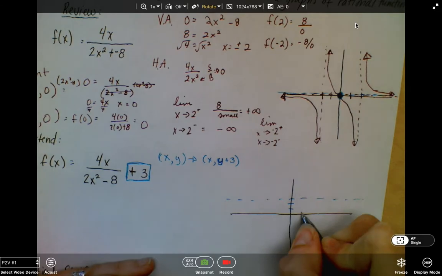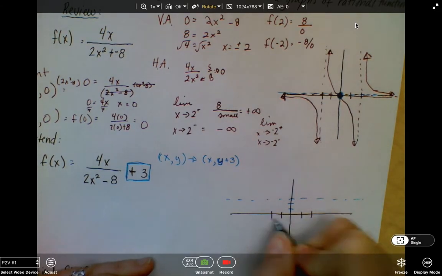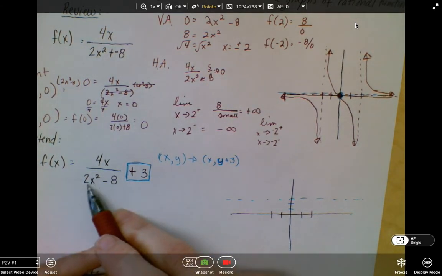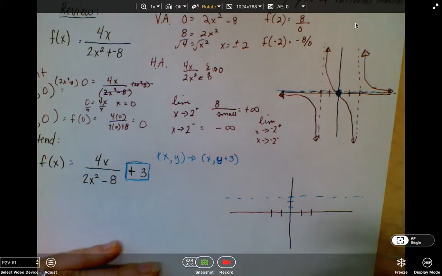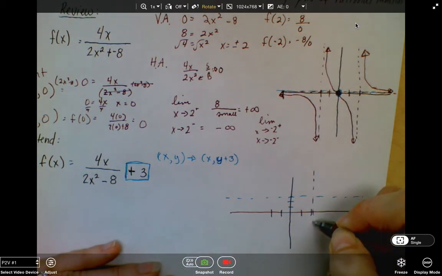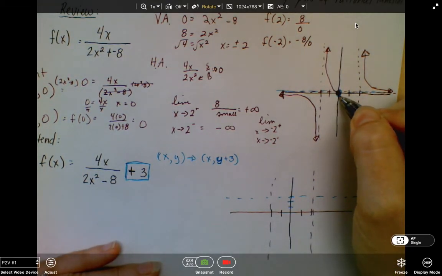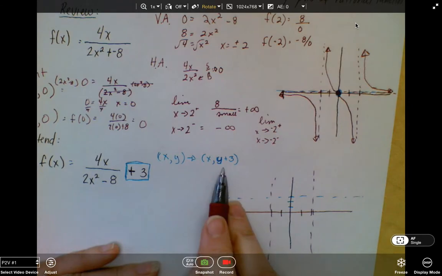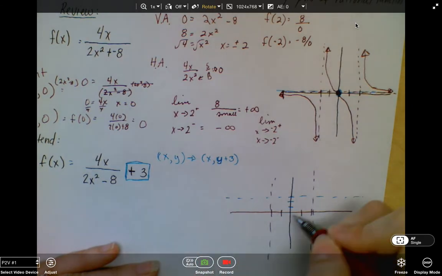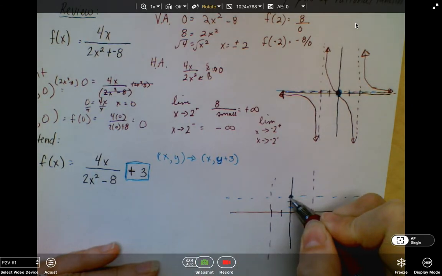Our vertical asymptotes are not going to change. The value that makes the denominators equal 0, nothing has been changed. So we're still doing this. Still doing this on this side. This point right here used to be at 0, 0, but now it's going to be 3 further up than it was. So now it's at 0, 3.